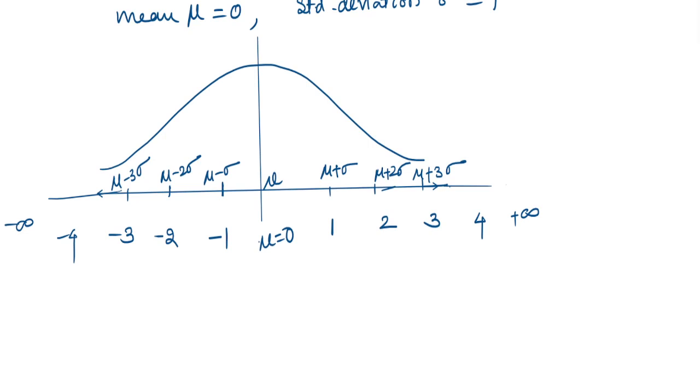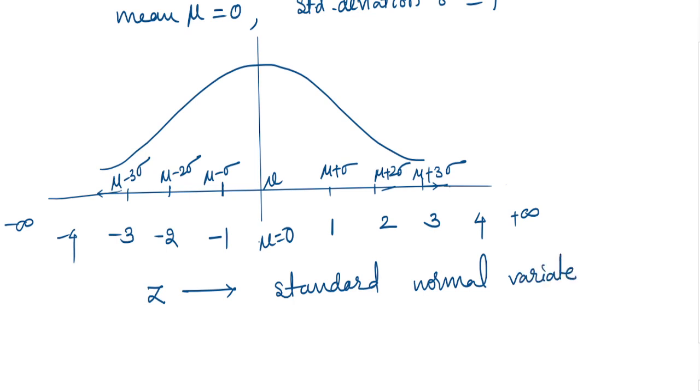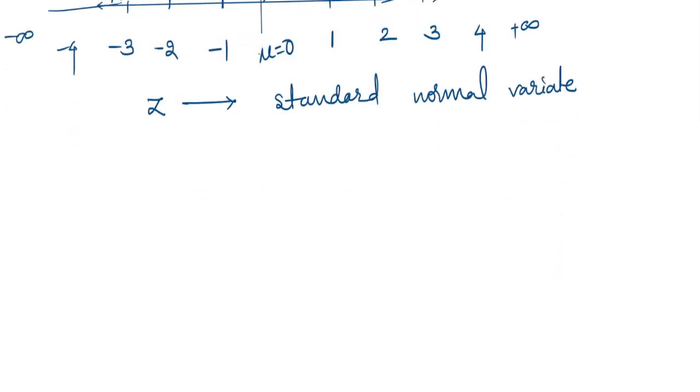And if we consider the random variable which follows this distribution, it is denoted by Z. Z is also called the standard normal variate. Z is a standard normal variable or standard normal variate.